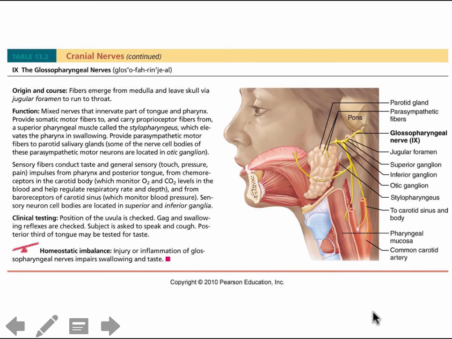Cranial nerve number 9 is a mixed nerve. Remember, that means it has both sensory as well as motor. Its sensory portion is associated with the posterior third of the tongue. It is also going to control the gag and the swallowing reflex, so that's the motor portion of it.